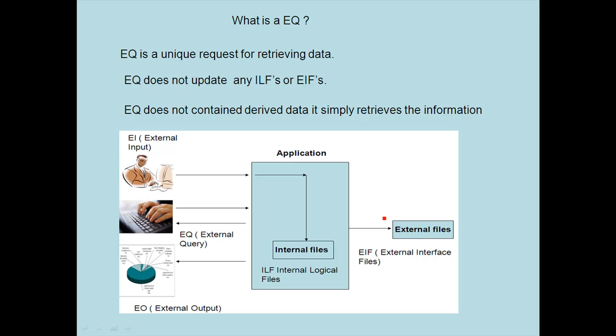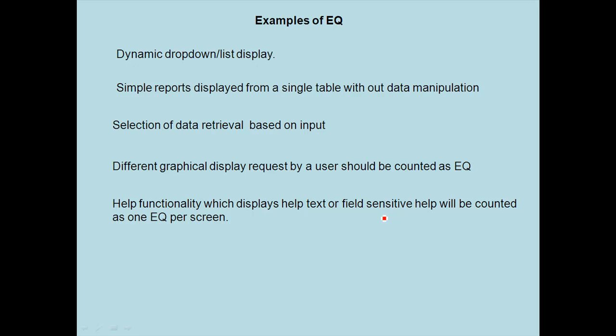So for example, let's say that you have a customer screen and you are showing a country drop down box. Then the country drop down box is an EQ, because it doesn't aggregate information from multiple ILFs. It just goes to the country master table and retrieves the data. So three unique features of EQs are: it is a unique request for retrieving data, it does not update any ILFs or EIFs, and it does not contain any derived data; it simply retrieves data from a single table.